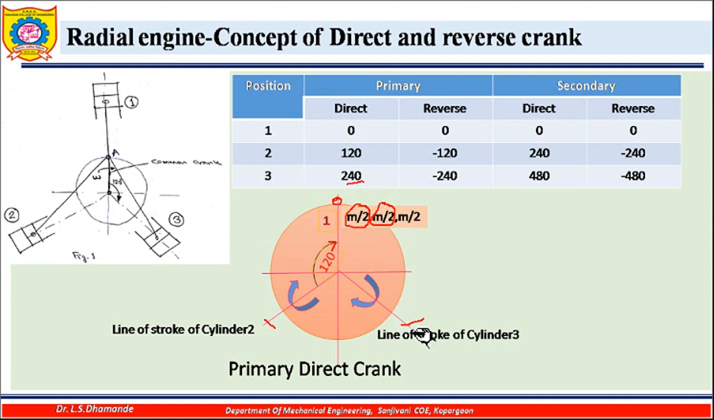Now for 240 from the line of stroke of the third cylinder, from here to here it is 120, and again from here to here it is 120, so the total is 240. So the third mass will also come at the same location, m by 2.